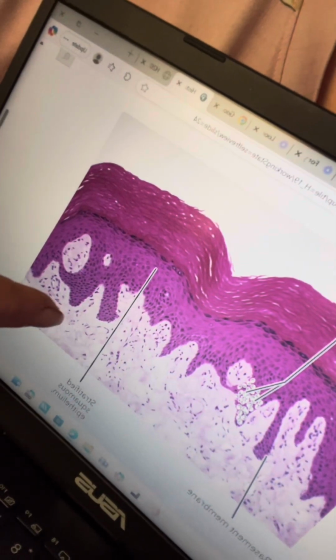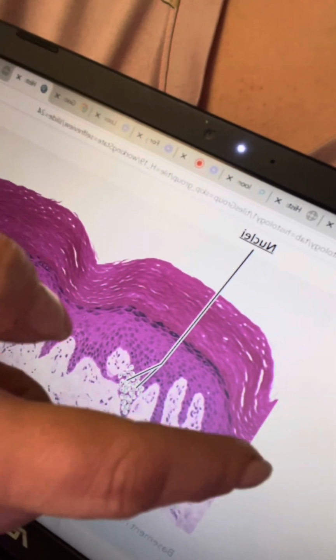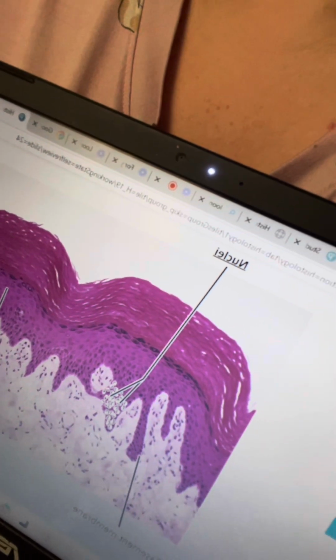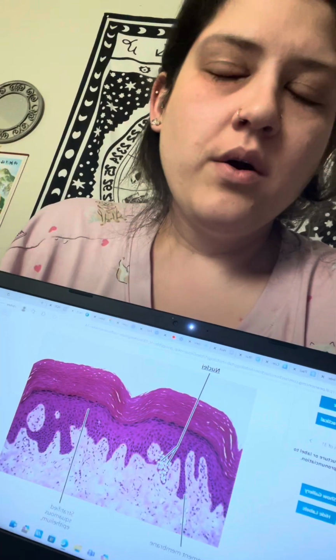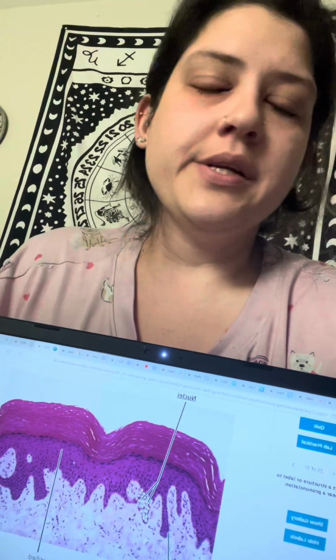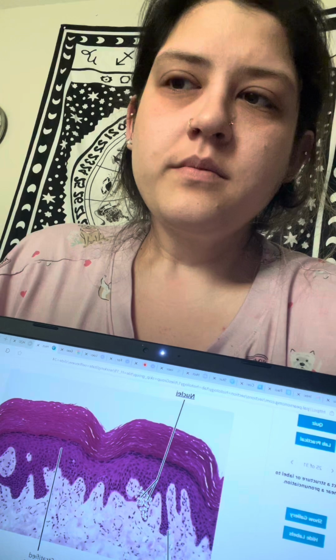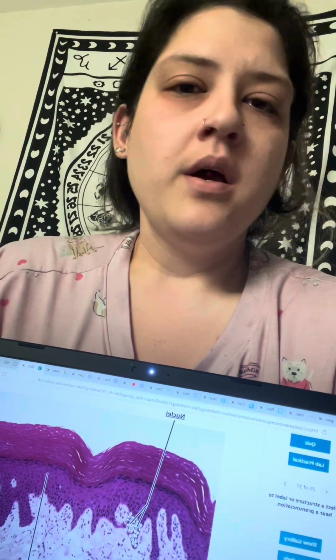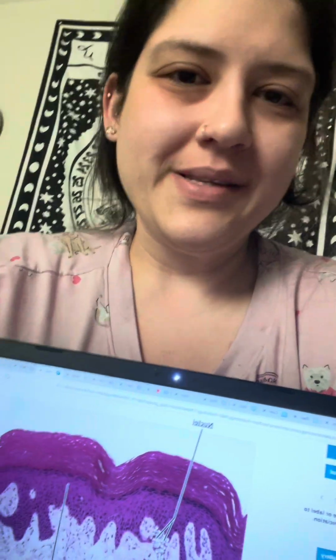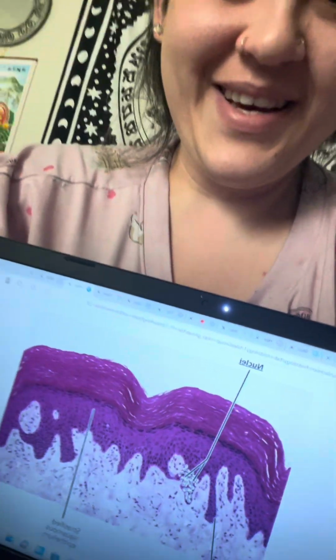Again, these cells move towards the surface, they flatten, they die, they lose the nuclei, and we eventually shed them. But this process is crucial for the function of our epidermis. We need this constant regeneration of these cells because we experience so much friction, abrasion, and whatnot every day. Those cells need to be able to regenerate themselves because they go through so much. They do so much for us.